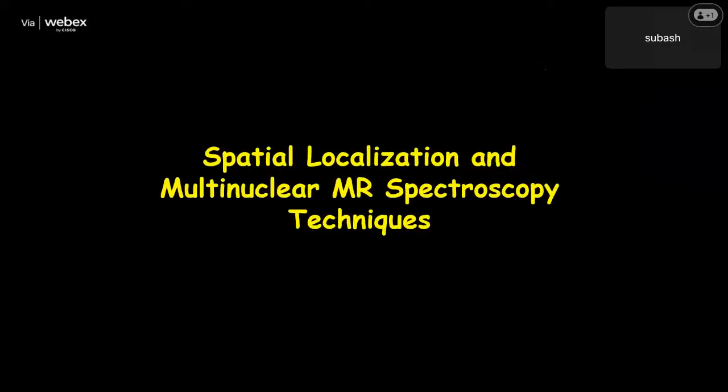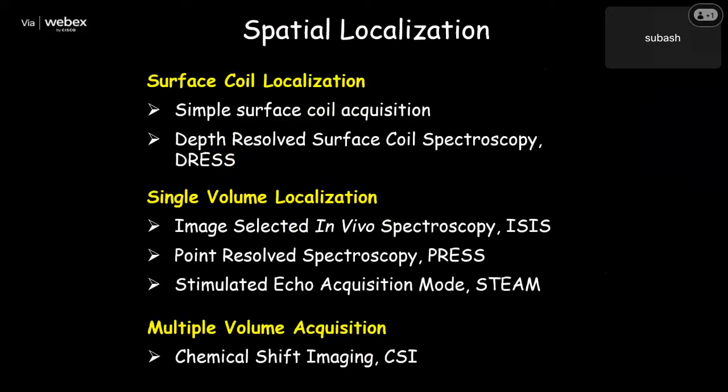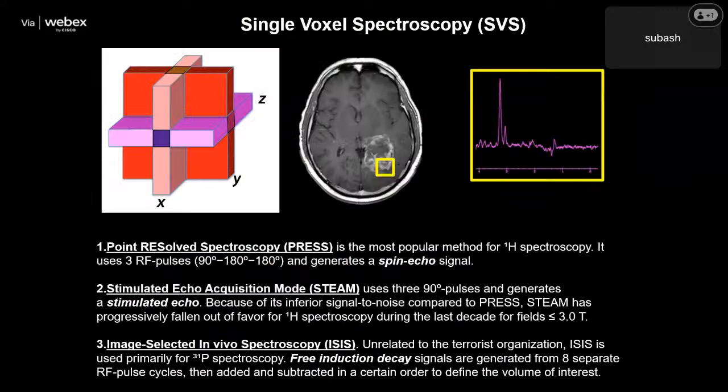Now, how do we spatially localize the areas? I will talk about single voxel spectroscopy. You apply a slice selection gradient when you do imaging. Here you are applying three slice selection gradients in all three orientations, and the intersection of these three slices will produce a voxel. You can see one slice selection gradient, the other slice selection gradient, and the third. The intersection of all three slices produces a voxel, a three-dimensional cube, which can be moved anywhere over this image, depending on the region where you want to create the spectrum.